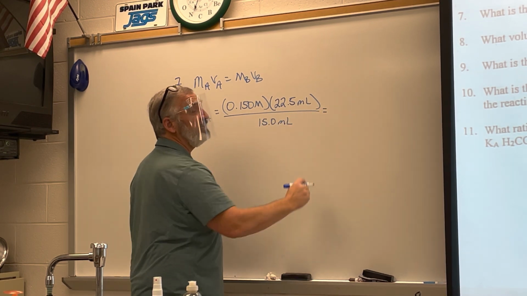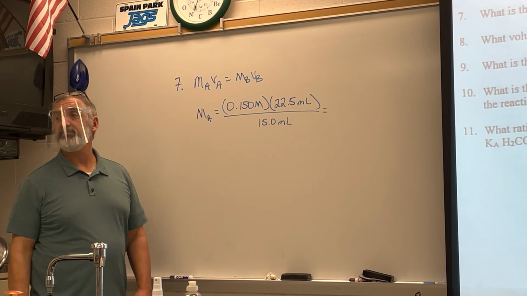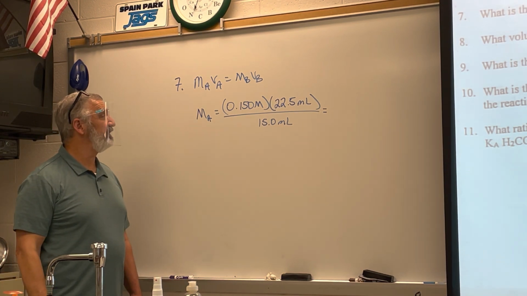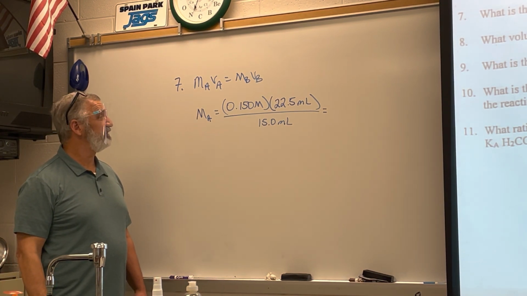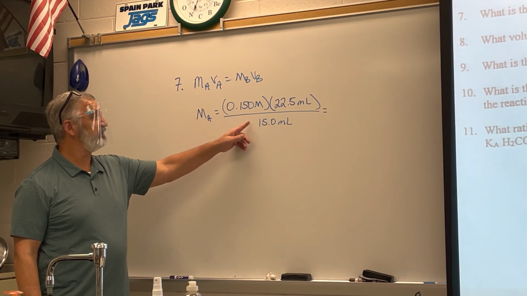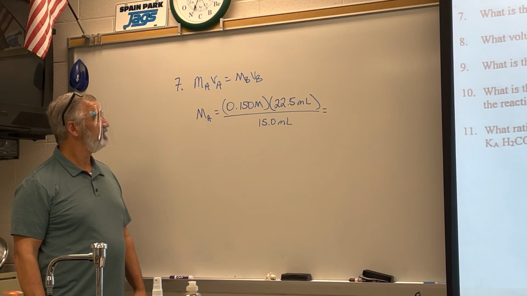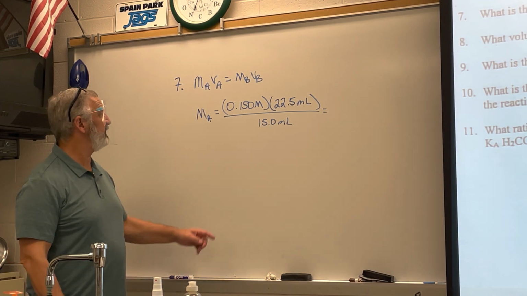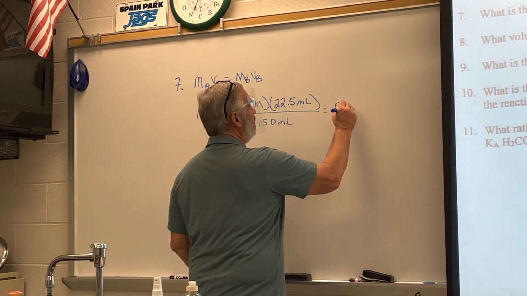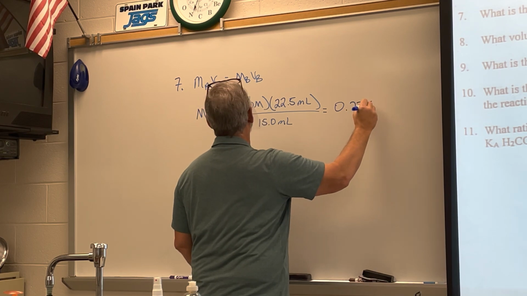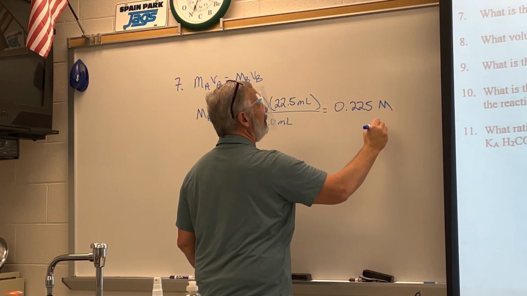So this is a very easy, straightforward problem. And we end up getting how many? That's going to be just 0.1, so 2.25? No? 0.225. Oh yeah, 2 decimals. 0.225 molar.